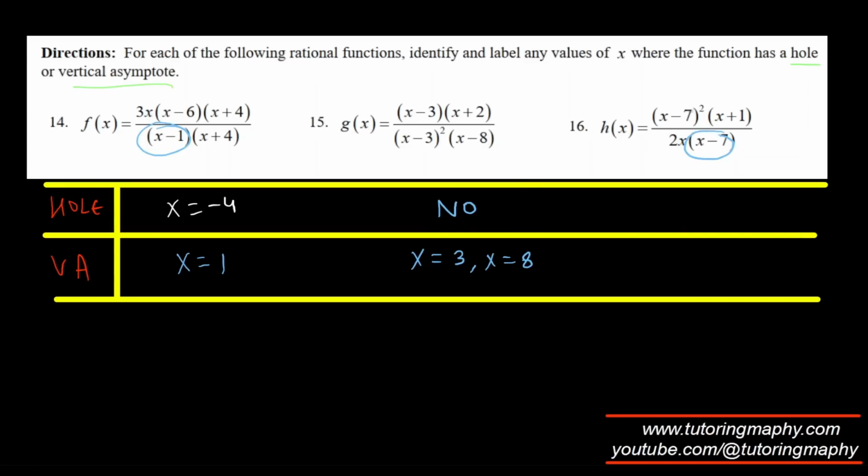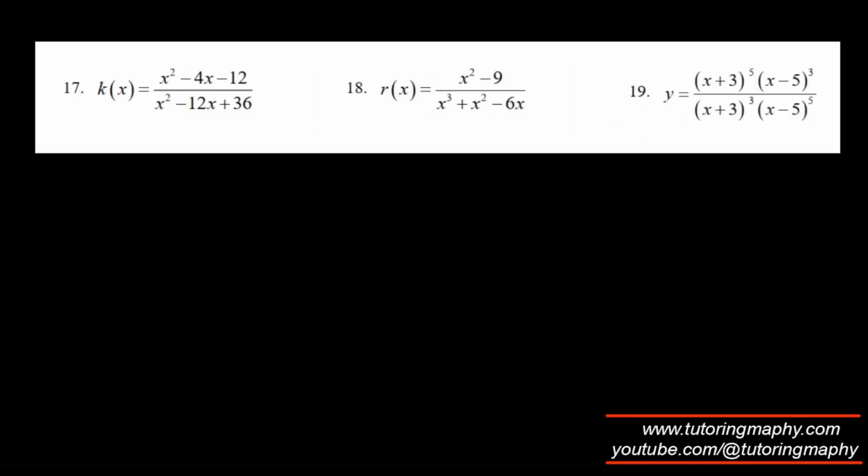Here, although x minus 7 is common, the degree of the numerator is more. So that's going to give a hole. And here, x is only in the denominator. So that's going to give a VA. So x equal to 0 is the equation of the vertical asymptote.